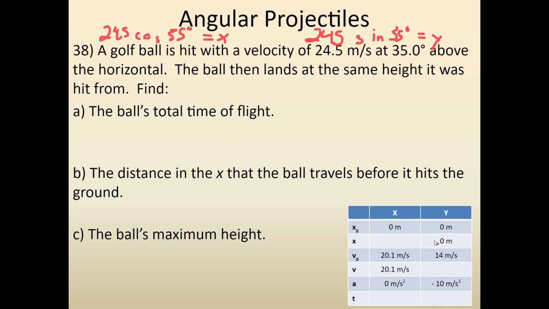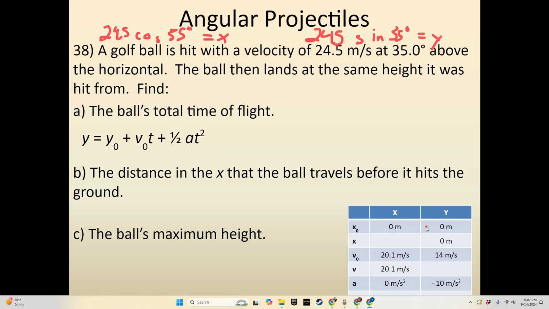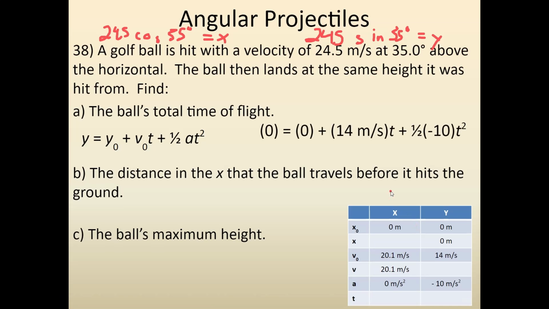They want the total time of flight. So what I can do is the annoying x equation, but this time I'm switching the x with y, just to keep in mind what column we're looking at. So we do that. We plug our numbers in, and then let's see, we end up getting the time to be 2.8 seconds.